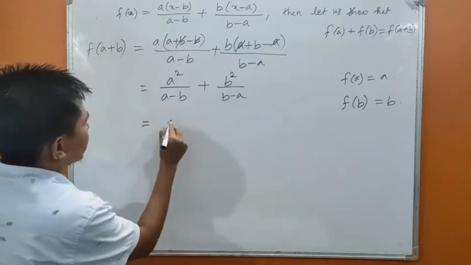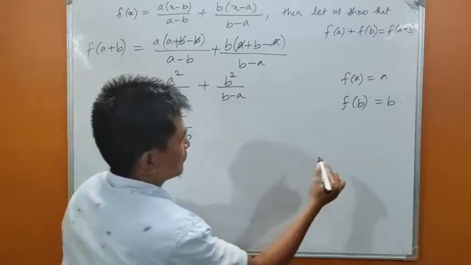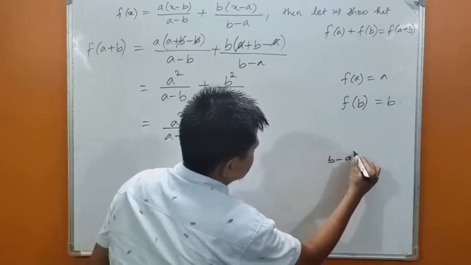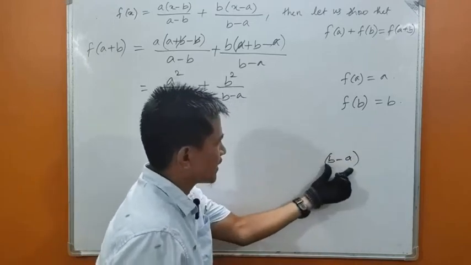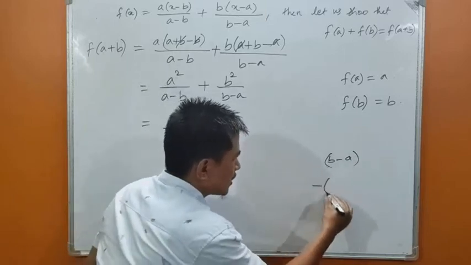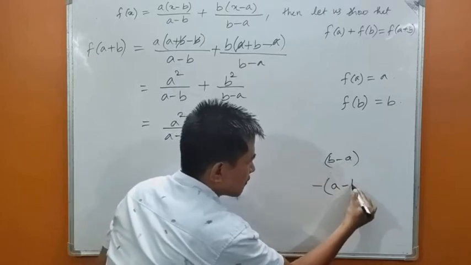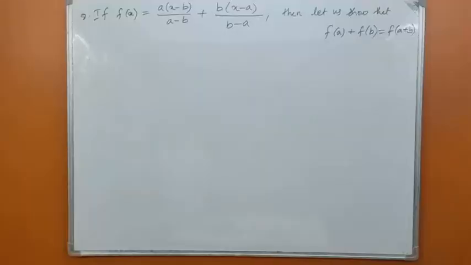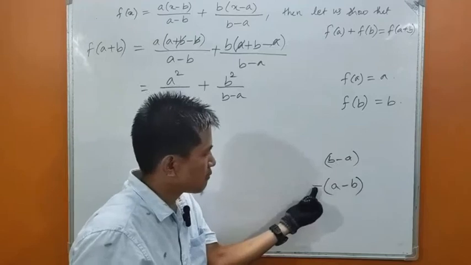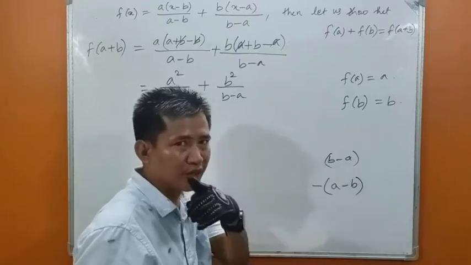Please understand this, okay? A square upon a minus b. Let me show you here. We have b minus a, isn't it? If we take minus sign common from here, this minus a will change to plus a and this plus b will change to minus b, okay? When we take minus sign common out, because if we multiply this, we should get this one. Minus into plus a becomes minus a, minus into minus b becomes plus b. Are you getting my point?